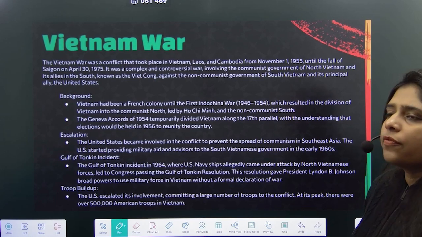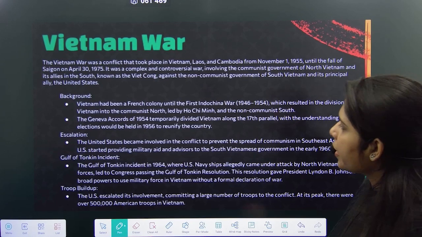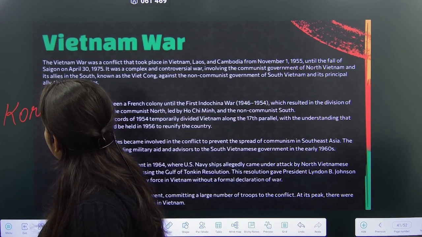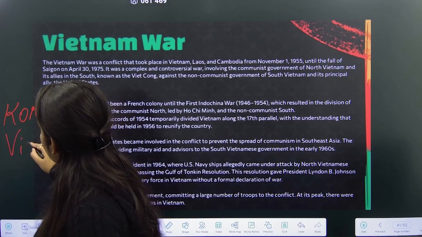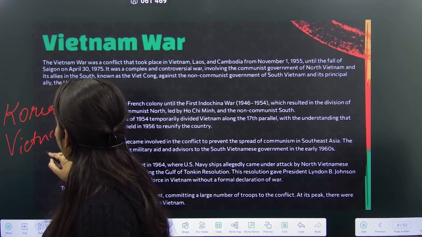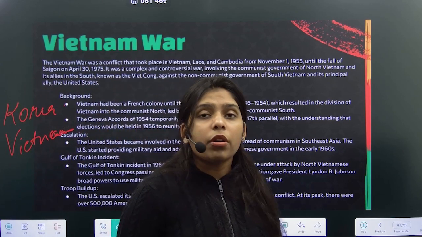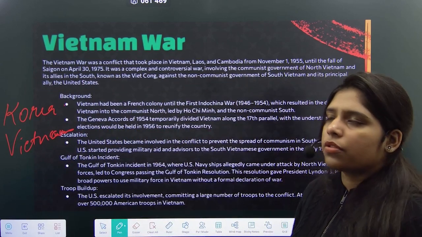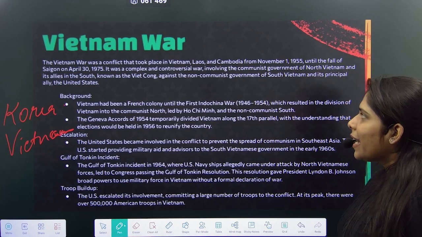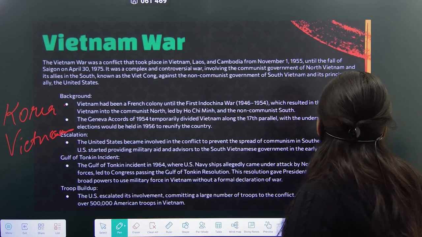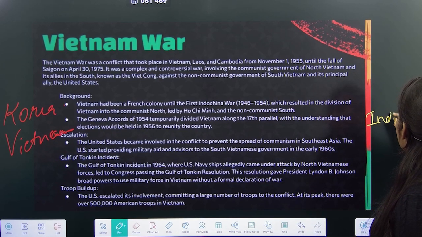Coming to the Vietnam War, a very important event, but second to the Korean War. Korea was important, and yes, Vietnam too is important. Please remember these two important wars. These are prominent wars of the Cold War era, the proxy wars of the Cold War era. The Vietnam War actually took place in Indochina. I told you, Indochina was not India in China. Indochina was a French colony.